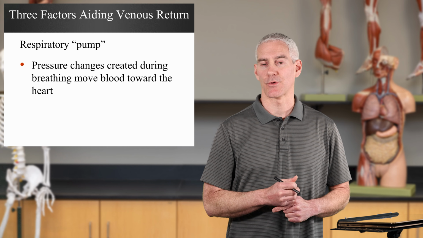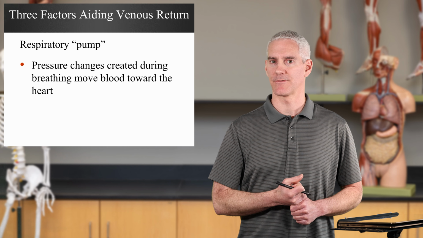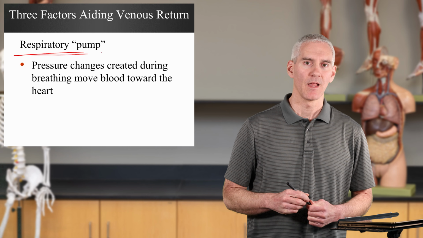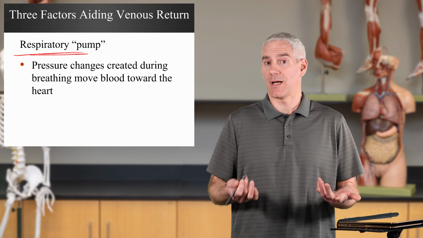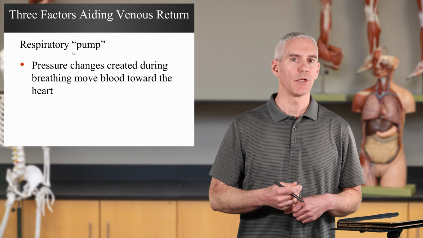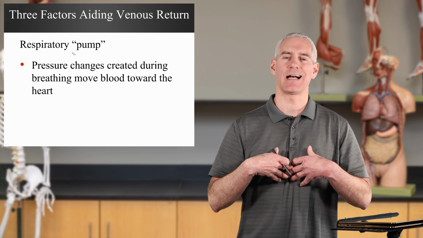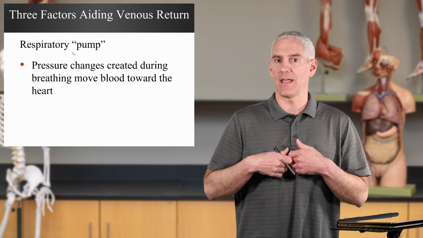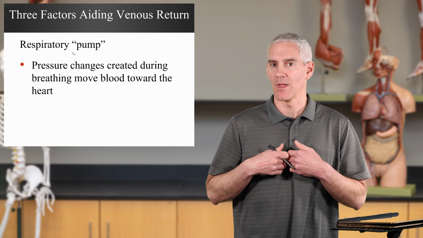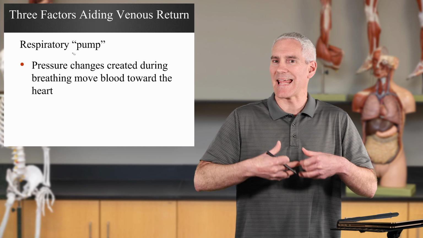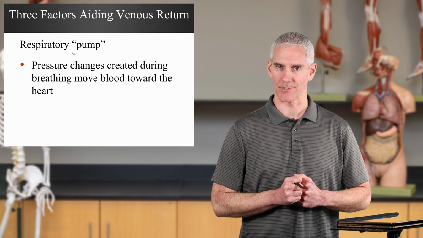So the three main factors that help return venous blood. First up is this respiratory pump. Now, the respiratory pump, like the name implies, respiratory, lungs, every time you breathe, you're changing the pressure inside your thoracic cavity, which means the blood that's flowing up the inferior vena cava here, for example, is helping to be pulled up because of pressure changes. So it's aiding in getting blood back to the heart.